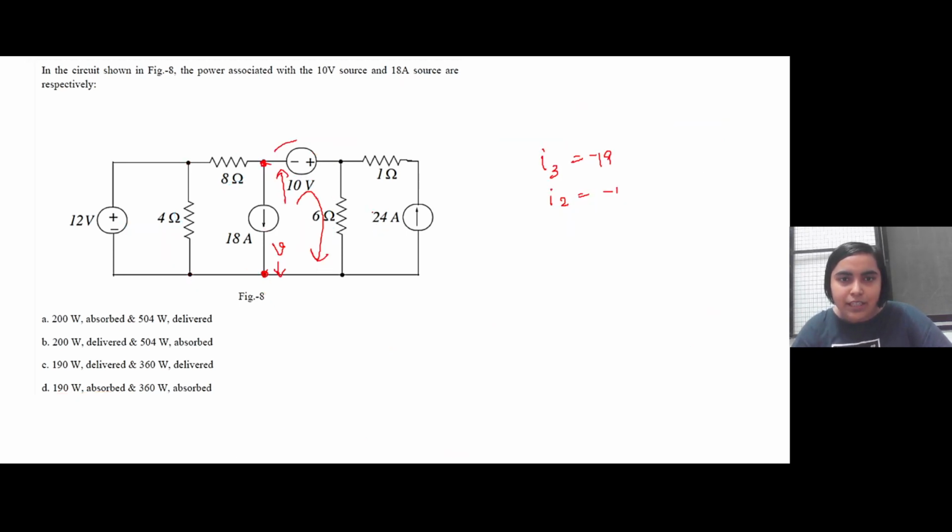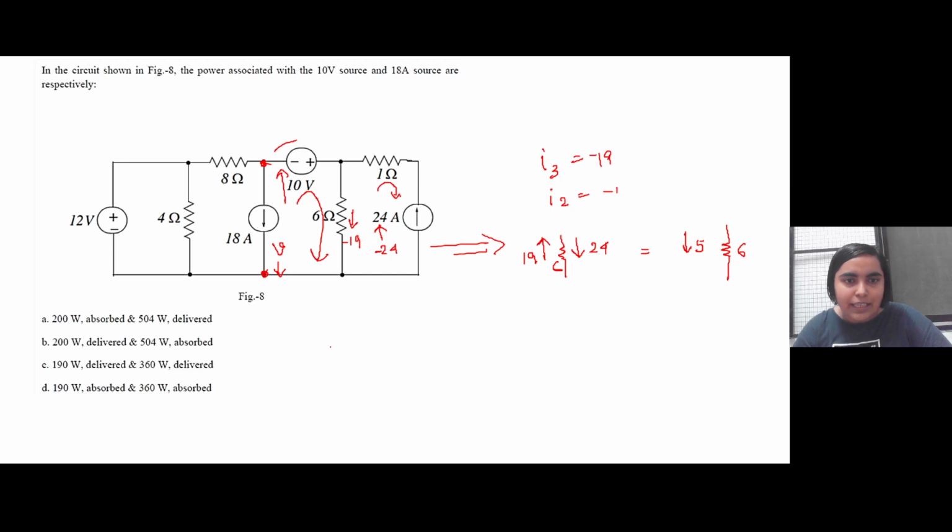So I3 is minus 19. Minus 19 is flowing this way, and 24. So the current I4, minus 24, is flowing this way. So let us actually correct the current direction. Basically 19 ampere current is flowing this way, and 24 ampere current is flowing this way. So the net current flowing across this 6 ohm resistor is 24 minus 19, that is 5 ampere in this particular direction. So this 6 ohm resistor, the branch current is 5 ampere, right?